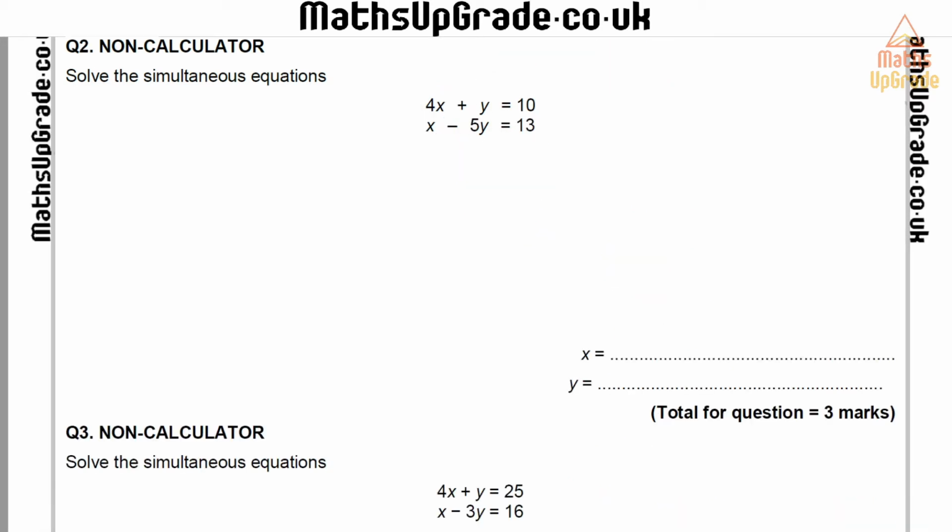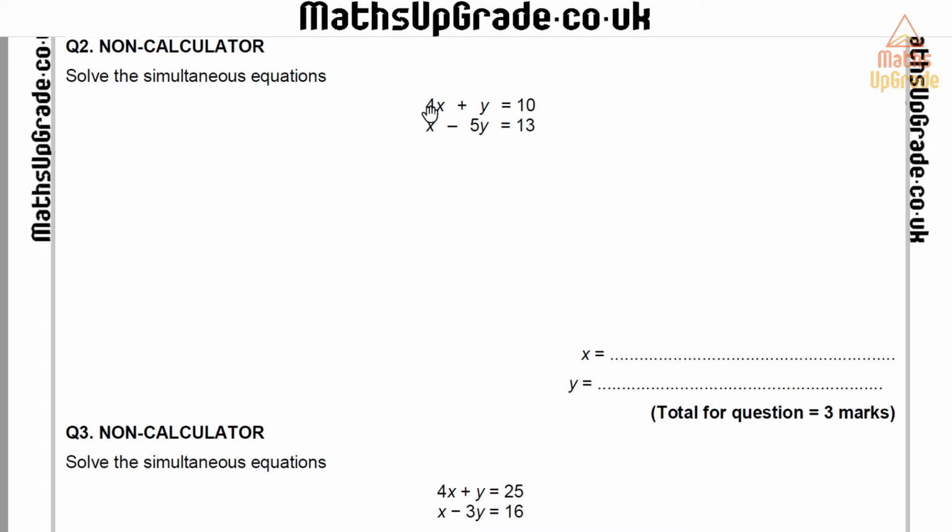In question 2, I need to solve these simultaneous equations. At the moment, none of the coefficients of x nor the coefficients of y have got the same value. I've got different numbers in front of the x here, I've got 4 and 1. I've got different numbers in front of the y, I've got 1 and negative 5. So I'm going to manipulate either one or both of these equations to get the coefficients the same.